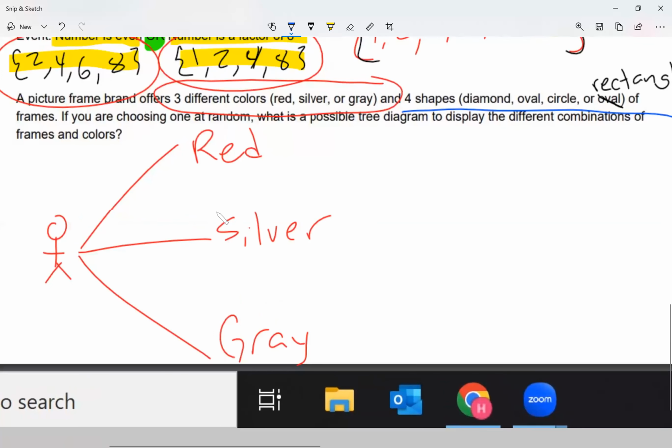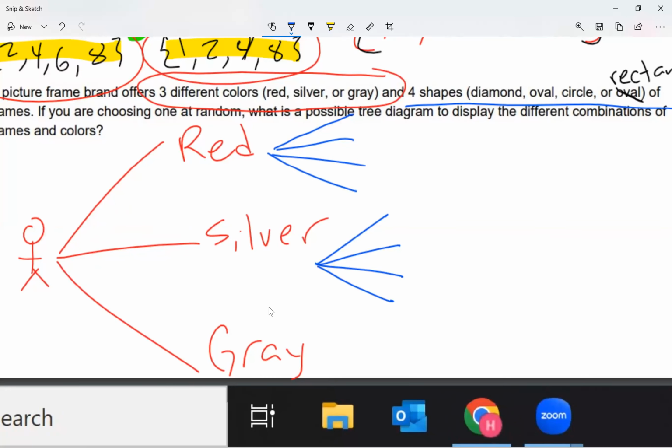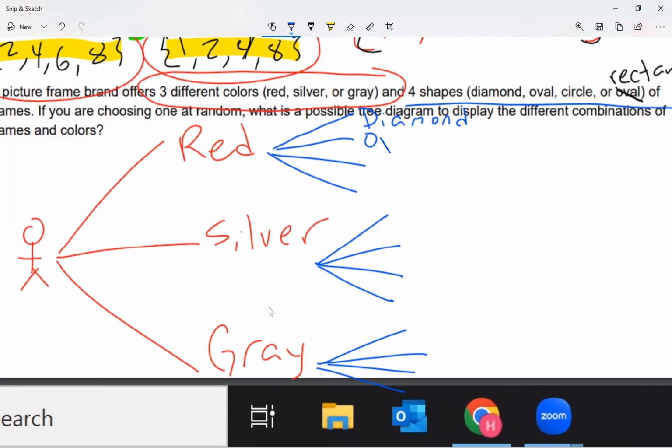So I'm not going to start from the beginning. I'm not going to start from me. I'm going to start from each of these cases. I'm going to have four shapes. So for each of these cases, let me go four choices. So there's one, two, three, four. From my silver, let me go one, two, three, four. And from gray, one, two, three, four. Now for red, my shapes are diamond, oval, circle, and rectangle.